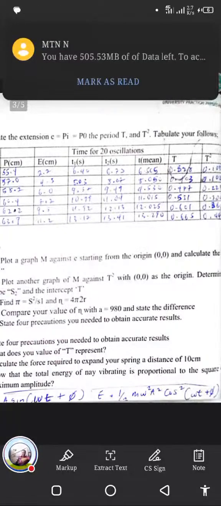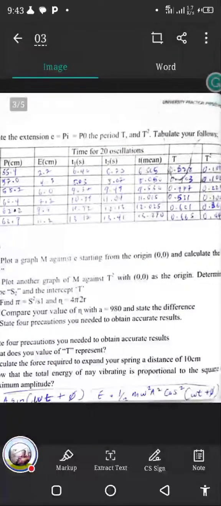All right, so we quickly move on to getting the mean. Of course, getting the mean is you add T1 plus T2 divided by 2. That is the mean. Then how do you get the capital T? The capital T is to divide this T mean by the number of oscillations. And in this experiment, we have 20 oscillations. So if you divide your 6.55 by 20, this is what we are going to get, 0.828.